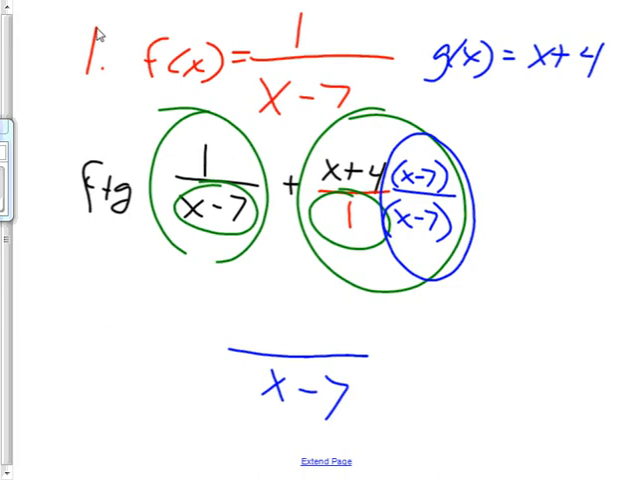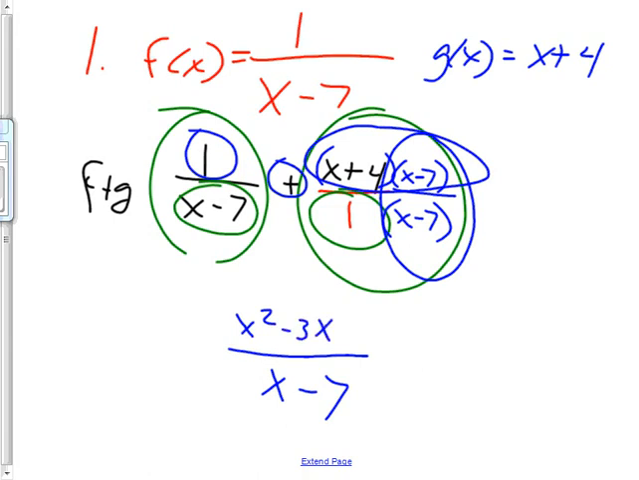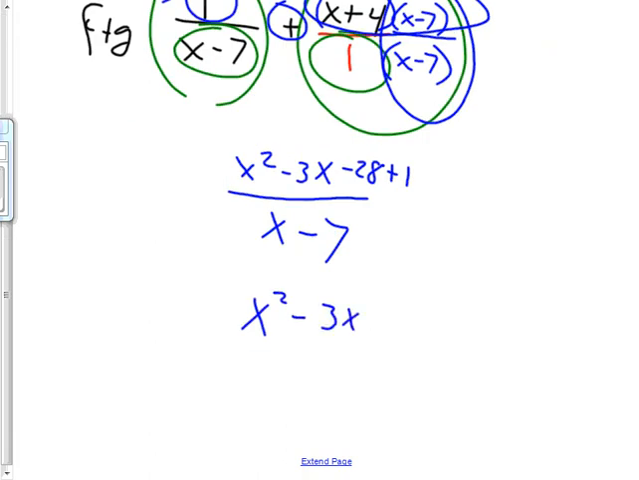The top I do need to add. What's 1 plus all that junk? Well, that junk needs to get multiplied. So right in there, I have a little FOIL problem. X squared minus 7x and plus 4x makes minus 3x. And then minus 28, and then don't forget the 1. Another 1, plus 1. And then I can add the negative 28 and the plus 1 together and get my final answer, which would be x squared minus 3x minus 27 all over x minus 7.